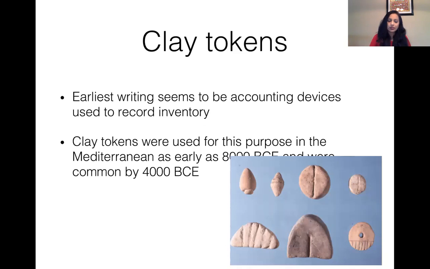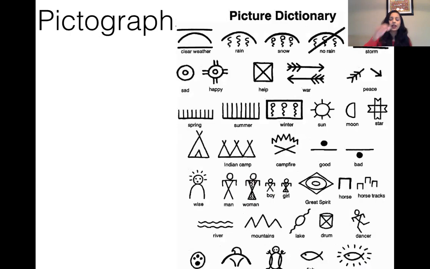And these were used in the Mediterranean places as early as 8,000 before Christ, and more commonly by 4,000. So even though it existed 4,000 years prior to 4,000 BC, they became very commonly used by 4,000 BC. So here is an example of a pictograph.